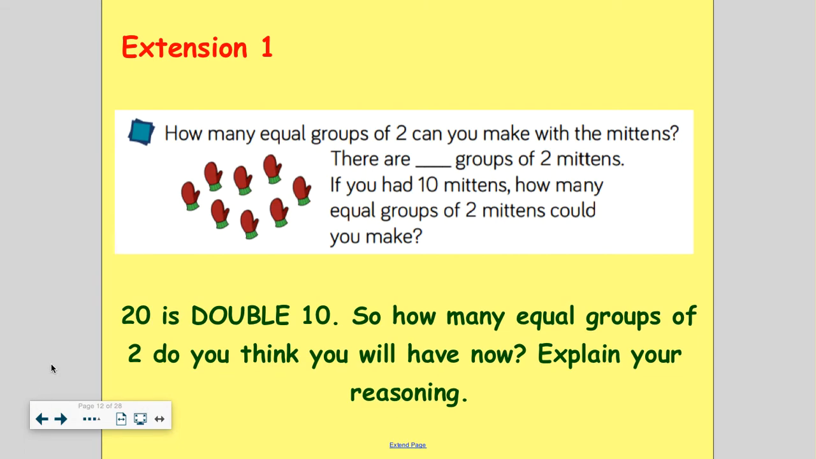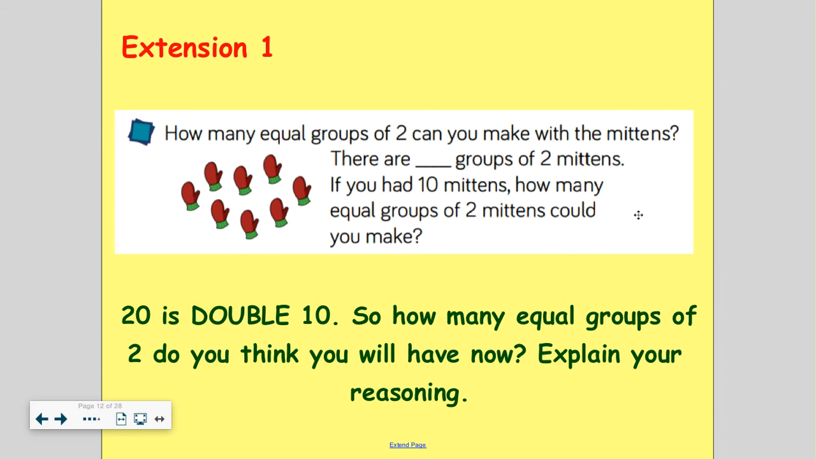Once you've finished your worksheets, if you would like to challenge yourself, you could then have a go at some of the extension challenges on the screen. Here, it says how many equal groups of 2 can you make with the mittens? So you need to count up your mittens and put them into groups of 2. Could you then finish the sentence that's written here? Then think about, if you had 10 mittens, how many equal groups of 2 mittens could you make now?